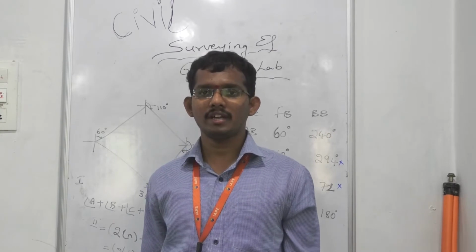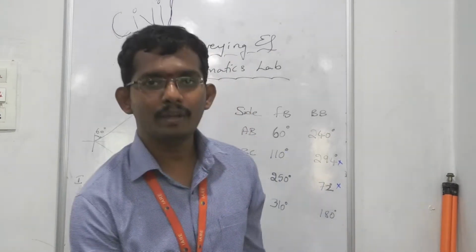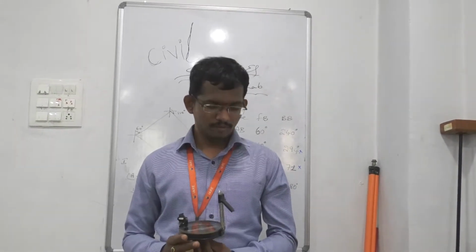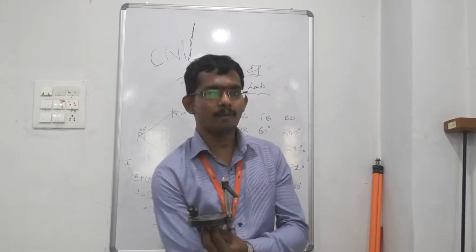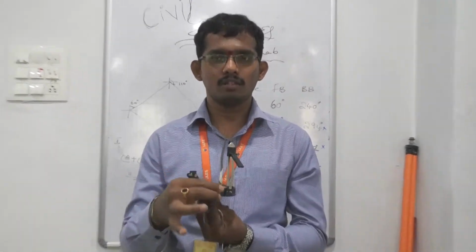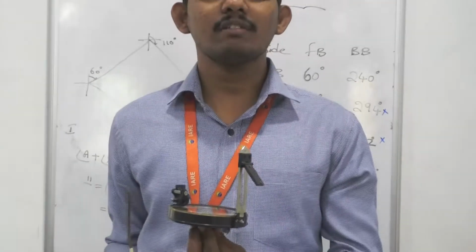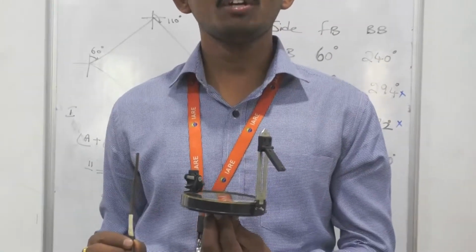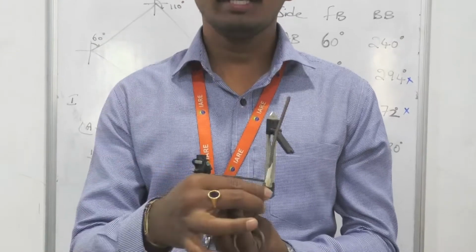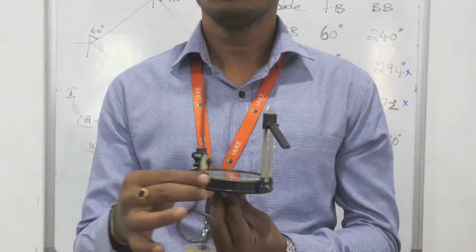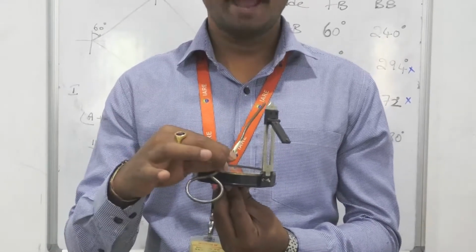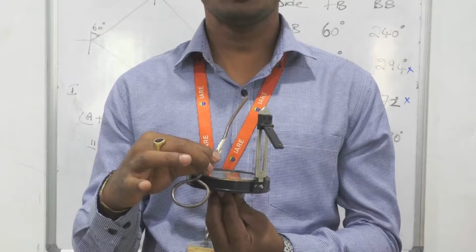Now, what is local attraction? See here, when we place a compass on the tripod stand, and if any object is moved close to the compass, the needle will deviate from its position. The deviation of magnetic needle from its position due to external forces is called local attraction. The external forces or external material which deviates the magnet from its position is called local attraction.